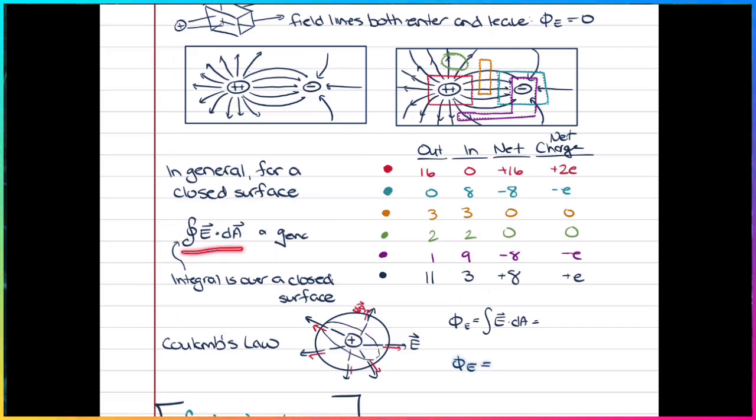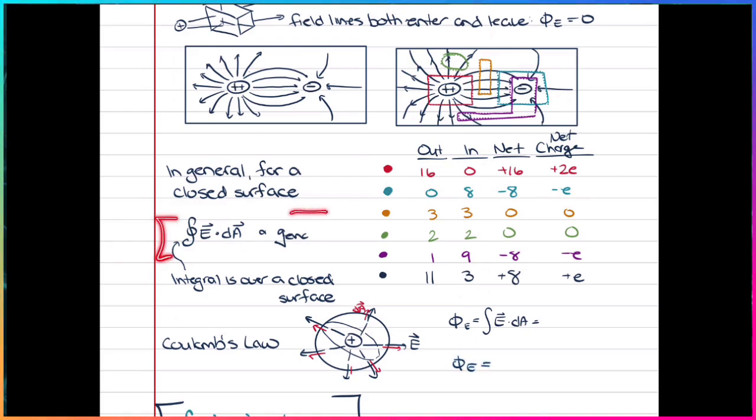So the integral of the flux over a closed surface seems to be proportional to the charge inside the surface. That's why we need to be closed. And that's, again, this case here. All these closed surfaces, it seems there's a relationship between the net flux and the net charge.